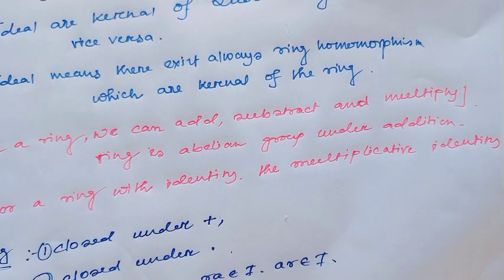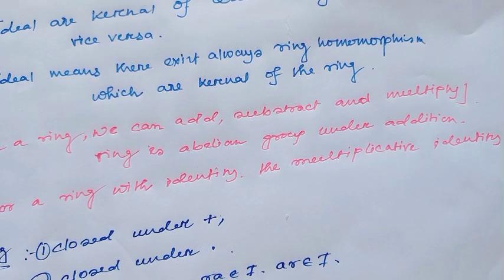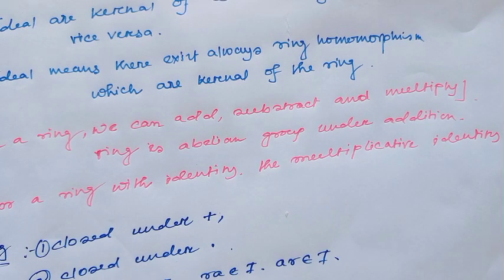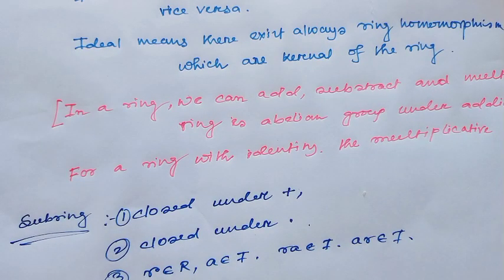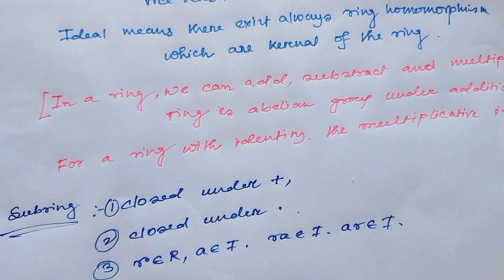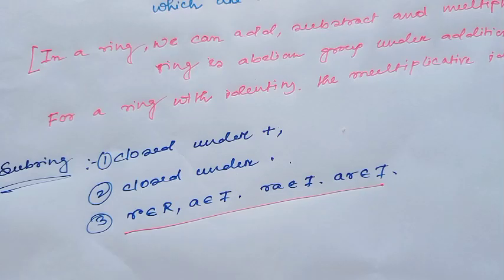In a ring, we can add, subtract and multiply, and a ring is an abelian group under addition. For a ring with identity, that means a multiplicative identity; in a ring, a multiplicative identity may or may not exist. We know a subring is closed under addition and closed under multiplication. An ideal is also a subring, but it satisfies a stronger condition than a subring.